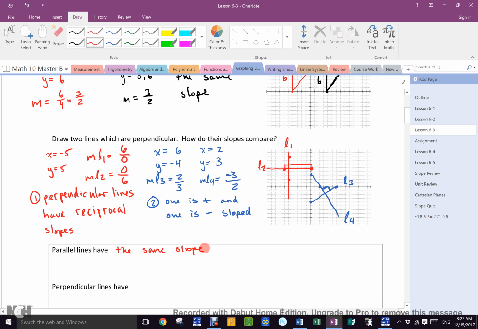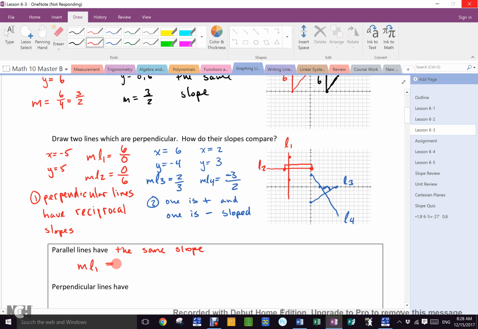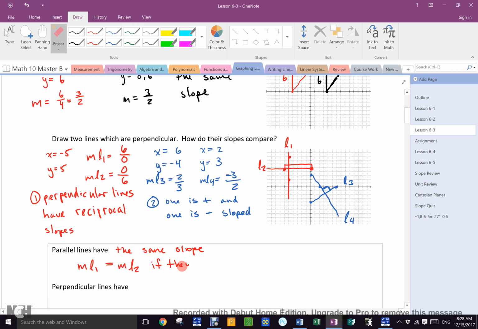Right? Okay, so I'm going to use a symbol here. M of line 1 equals the M of line 2 if line 1 is parallel to line 2. That's what that symbol means. Everybody cool? And of course, that works both ways, right? If line 1 is parallel to line 2, then their slopes are equal. Everybody good?